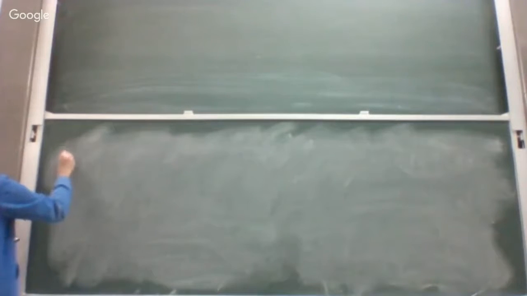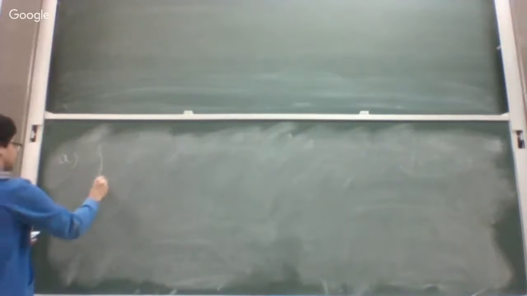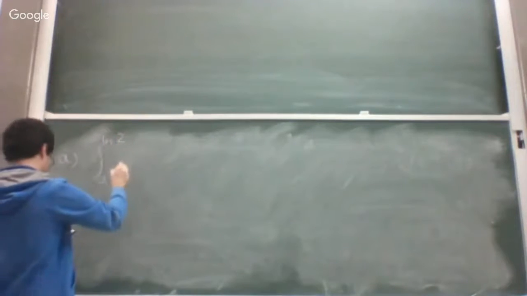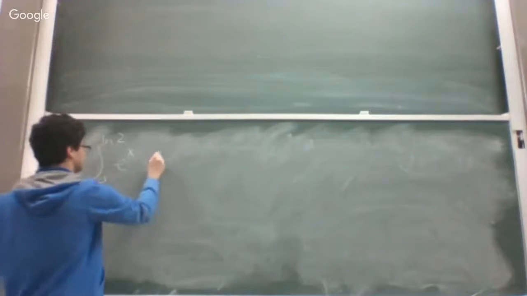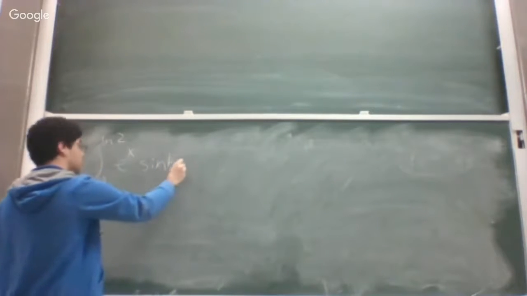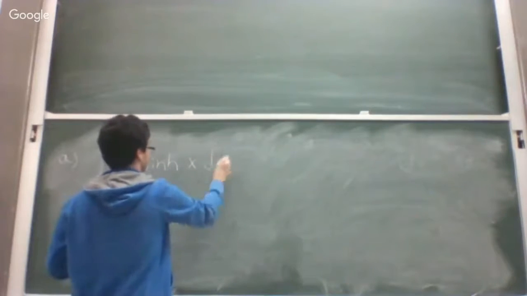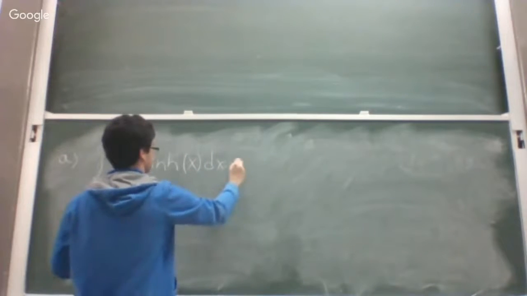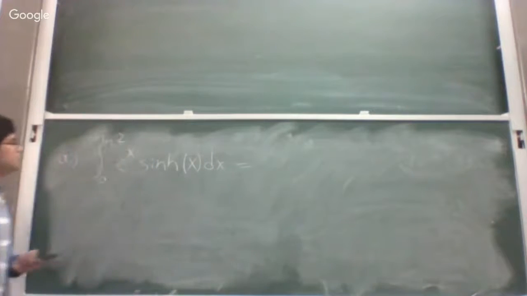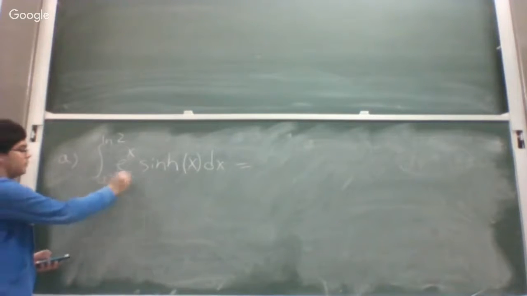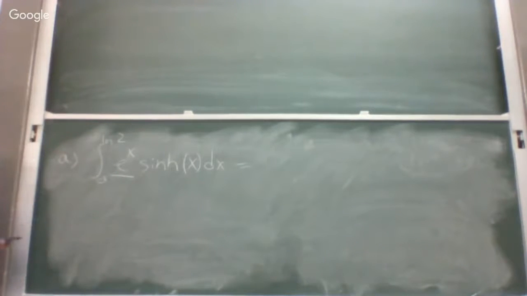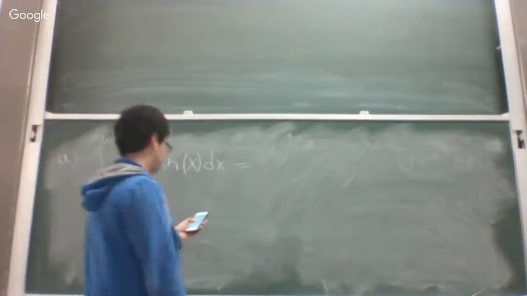So our first integral is from 0 to the natural log of 2 of e to the x times sinh of x dx. What's the first thing that we should do? Change it. Since we see that we have an e to the x power in the expression, we can just go ahead and use the definition of sinh.